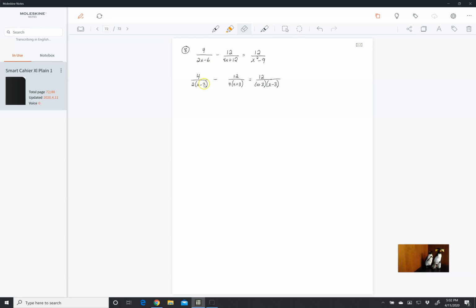So we look here and we say, what do the other denominators have that this one doesn't? Well, this has a 4. This only has a 2. So we're missing a 2, right? 2 times 2 is 4, so we're missing a 2. This one has an x plus 3, this one doesn't. So we know that we have to multiply by 2 times x plus 3.